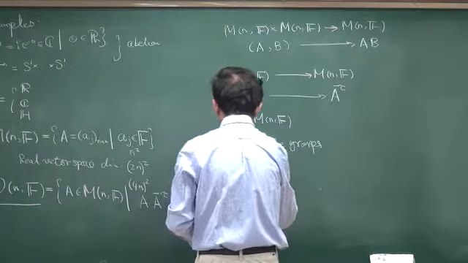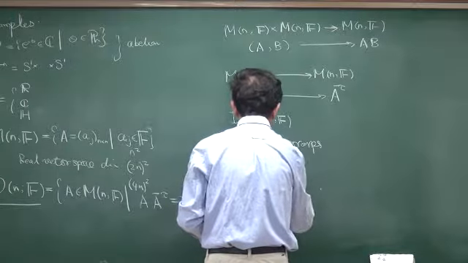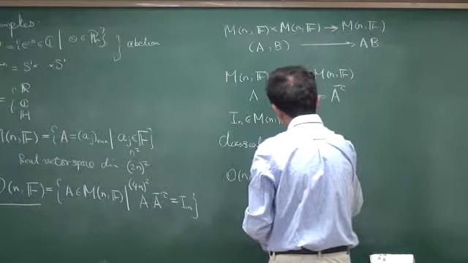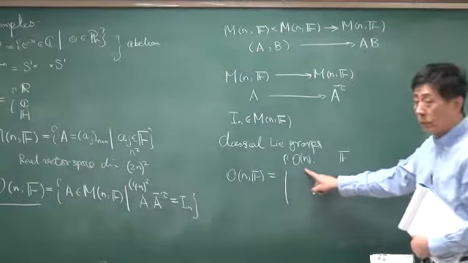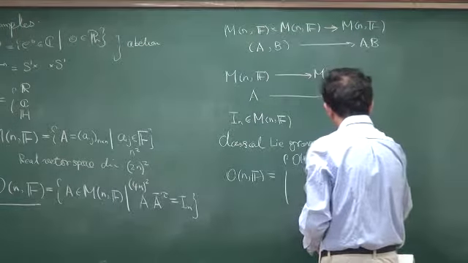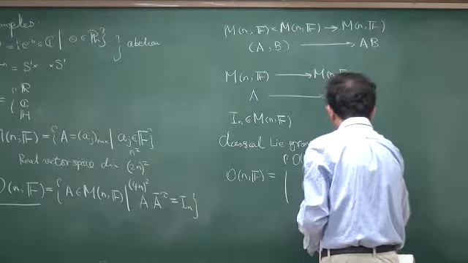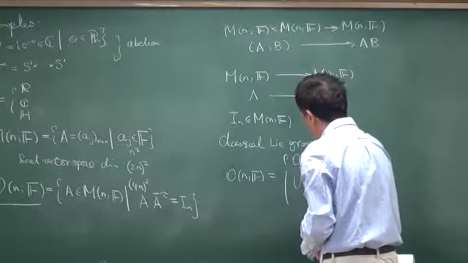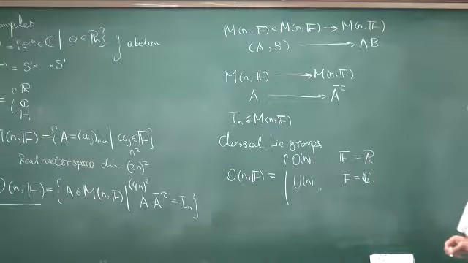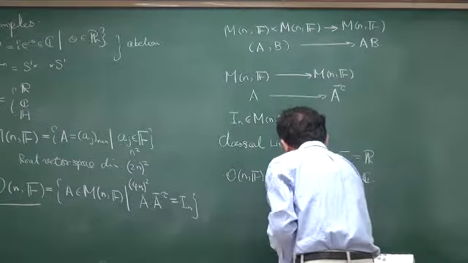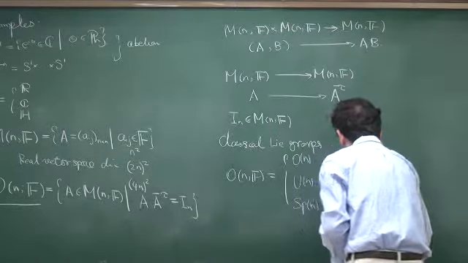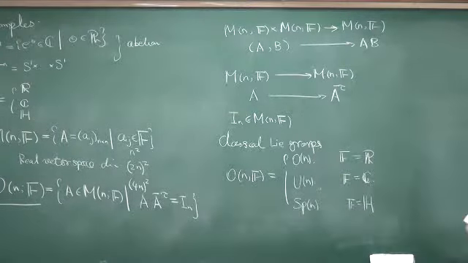More precisely, if we take F to be the reals, then you get the orthogonal group of order n. And if you take F to be the complex numbers, then you get the unitary group of order n. And finally, in the case of quaternions, you get the so-called symplectic group of rank n. And this family gives you the so-called classical groups.